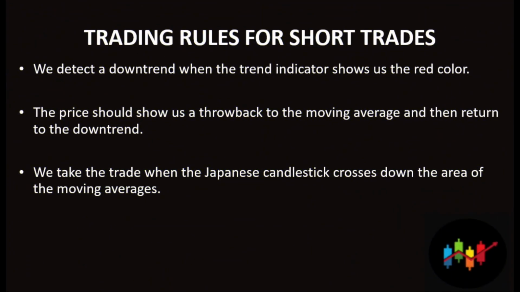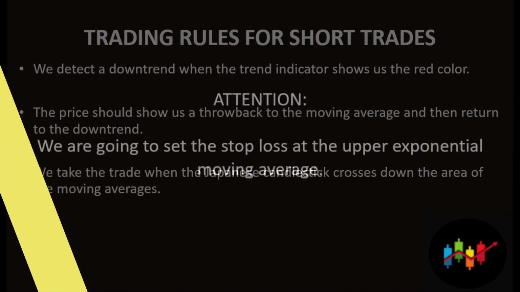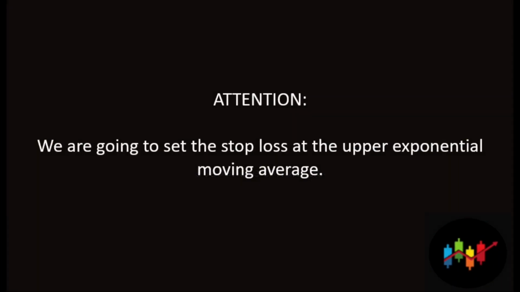Okay, first we are going to explain trading rules for short trades. First, we detect a downtrend when the trend indicator shows us the color red. Second, the price should show us a pullback in the moving average and then return to the downtrend. Third, we enter the trade when the Japanese candlestick crosses down the moving average zone. Now pay attention here. We are going to set the stop loss at the upper exponential moving average.